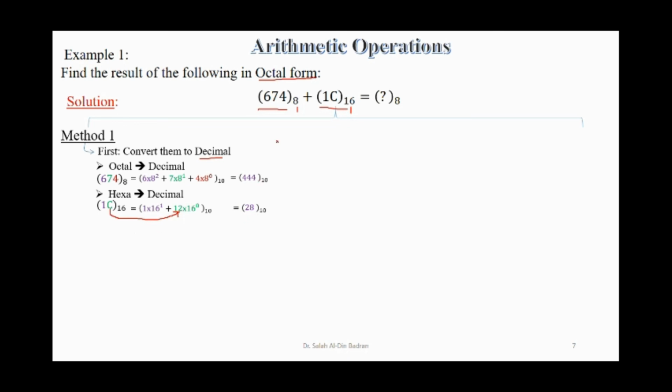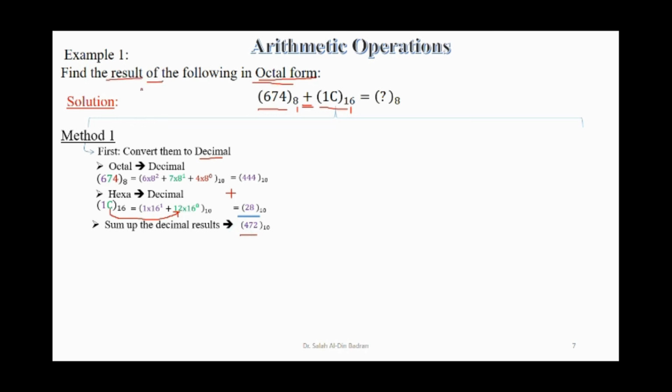Now we are able to add both of these numbers in their decimal form. It's too easy to do that. So we add both results. Sum up the decimal results. The result is this. Why? Because we add 444 to 28. This is the result in decimal.